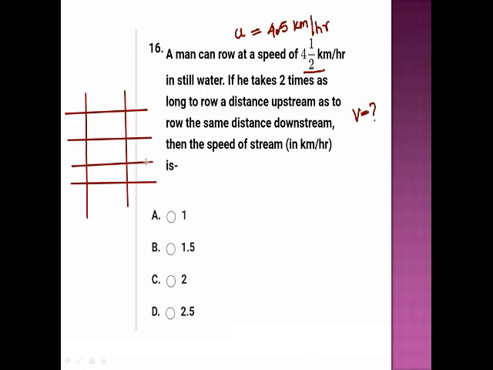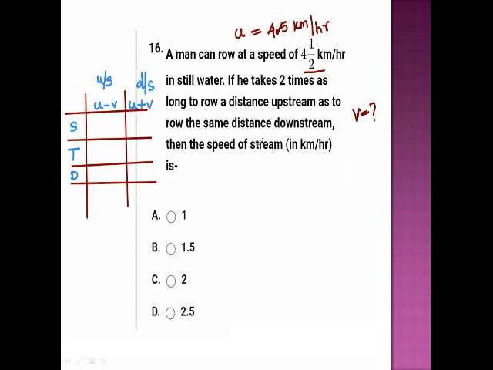So this is the upstream side, this is the downstream side, the usual notation. This is speed, this is time, and this is the distance. You know that the speed on the upstream side we always write as u minus v, and the speed on the downstream side will be u plus v. This is a common notation that we need to follow.